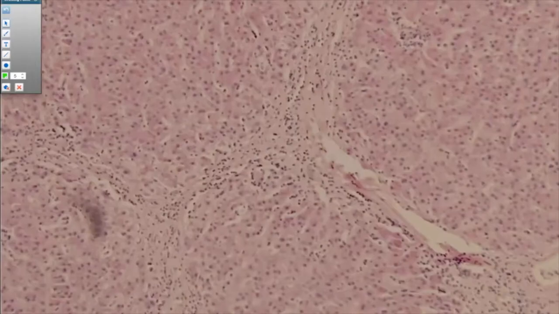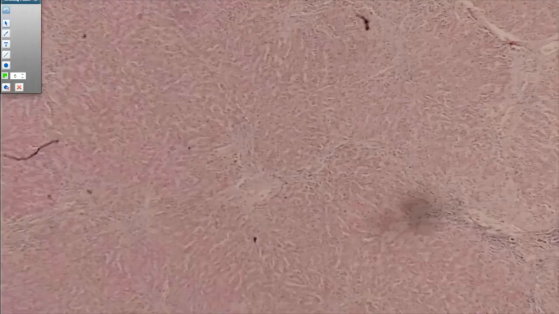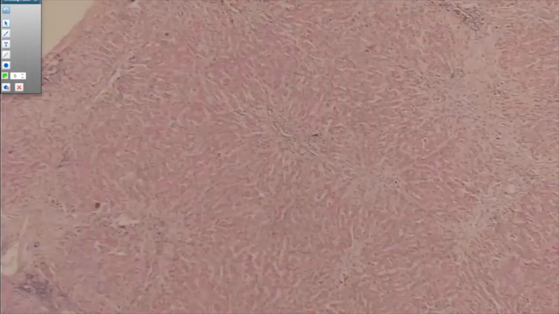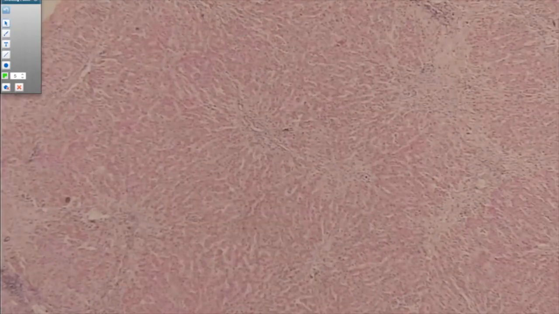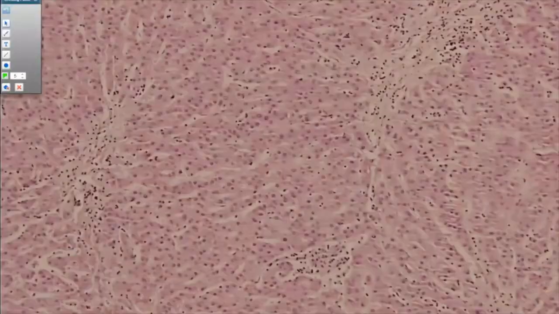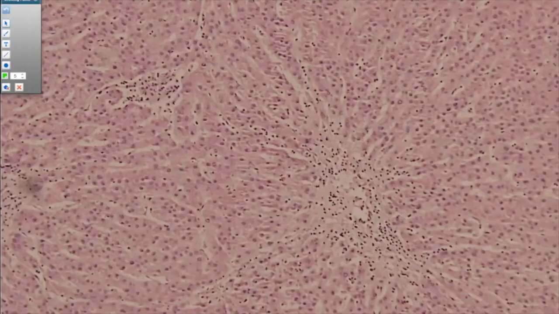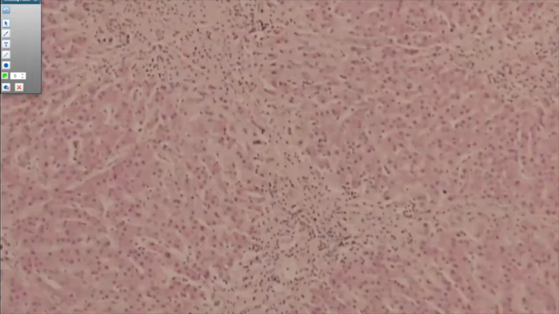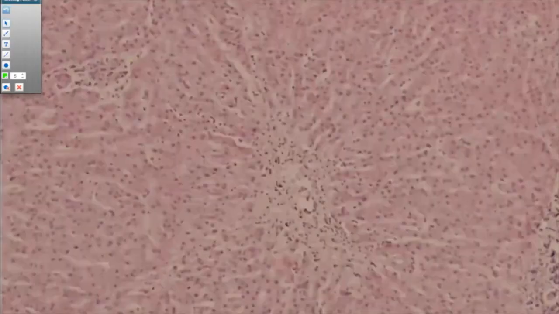And another finding for chronic rejection is zone 3 hepatocyte necrosis. So this is an explant due to chronic rejection. Again, you don't see bile duct, and also, similar to ischemic changes, zone 3 hepatocyte necrosis can be seen. So bile duct loss, arterial loss, and zone 3 hepatocyte necrosis.